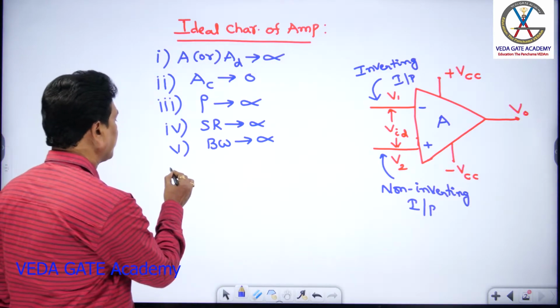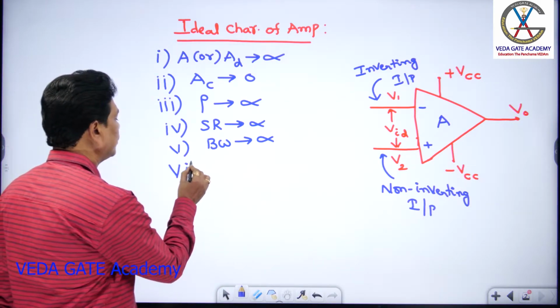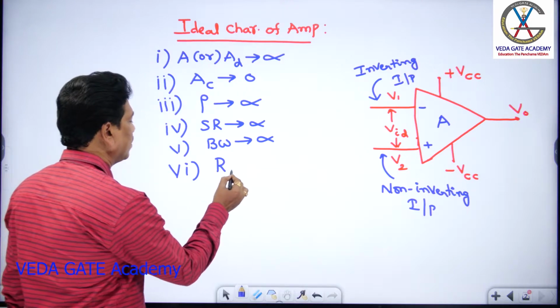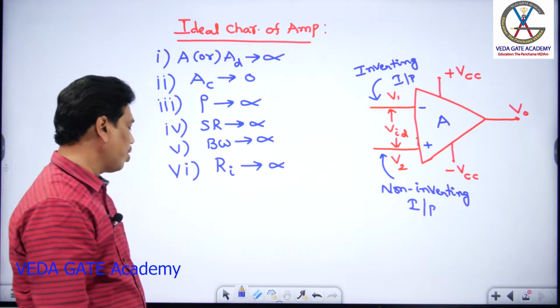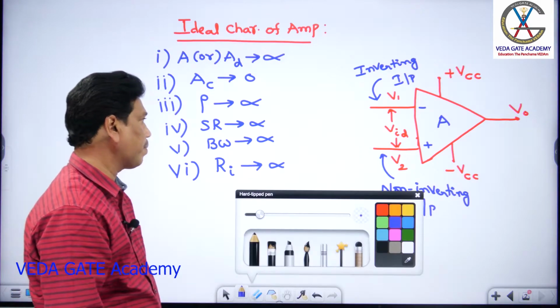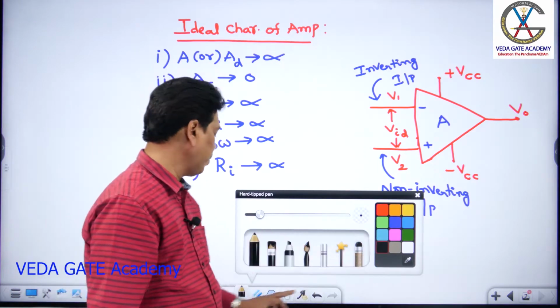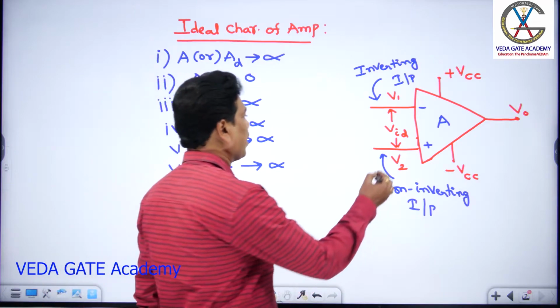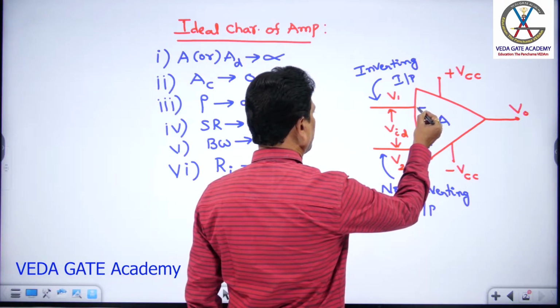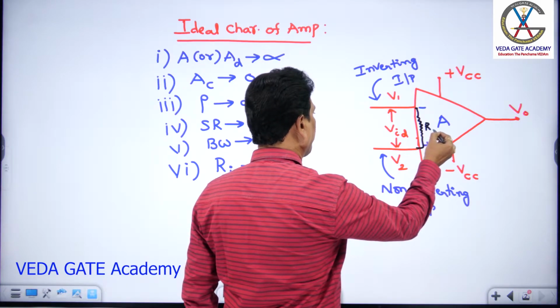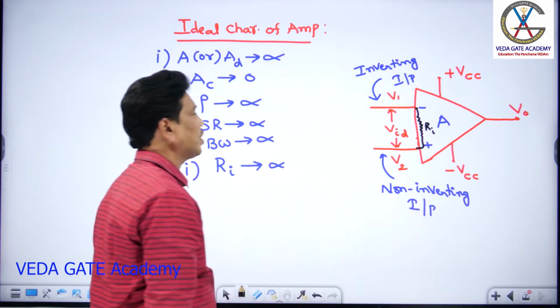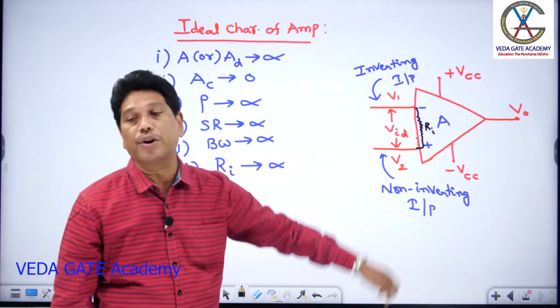And one more key point here: input resistance is infinite. Where do we define the input resistance of an op amp? The input resistance of an op amp is always measured between its inverting and non-inverting terminals. So this is the place where you see that input resistance, and it seems to be infinite.